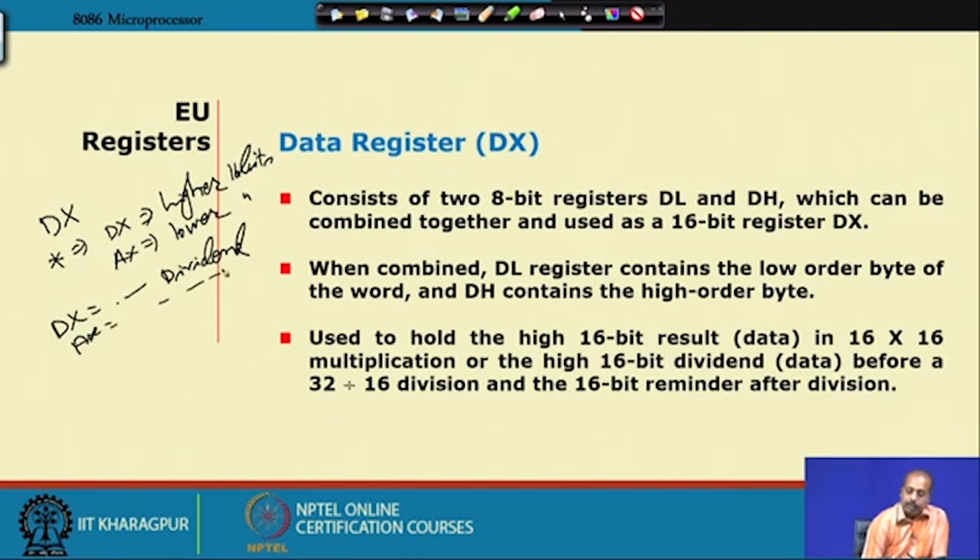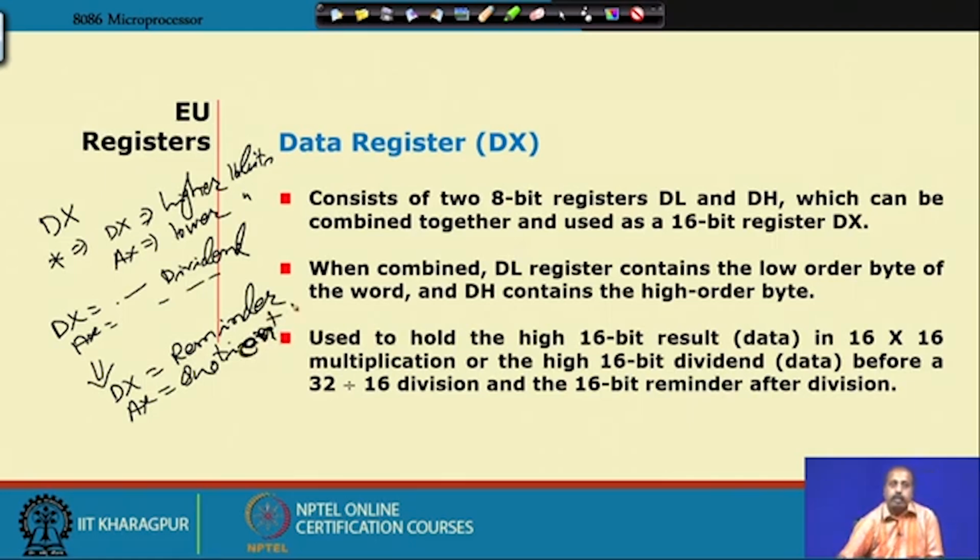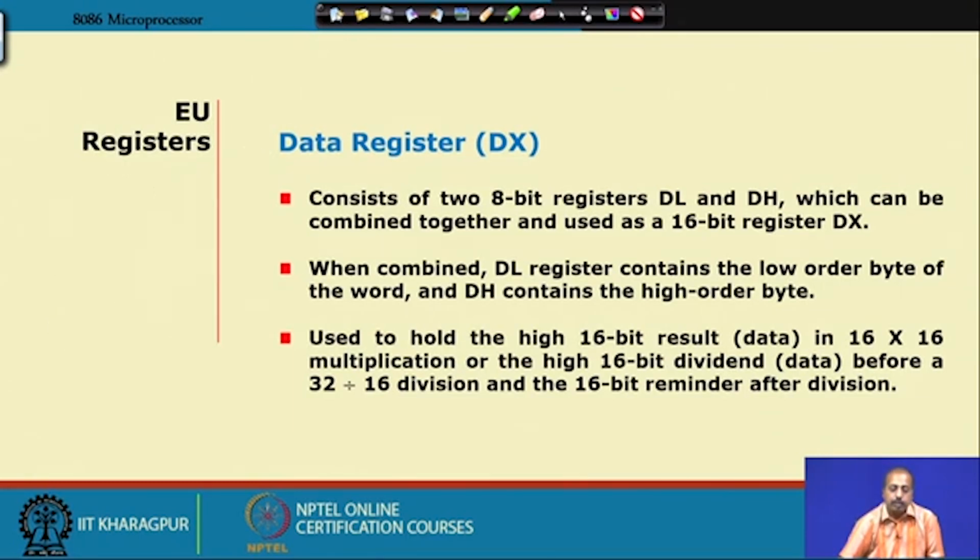AX will have the lower order dividend, and after division the DX register will contain the remainder. Then the division will be done, and the DX register will have the remainder and the AX register will have the quotient. So this DX register is useful particularly for multiplication and division operations. Otherwise, you can use it as a general purpose register of course. That is always there, but it has a special function for multiplication and division operations.